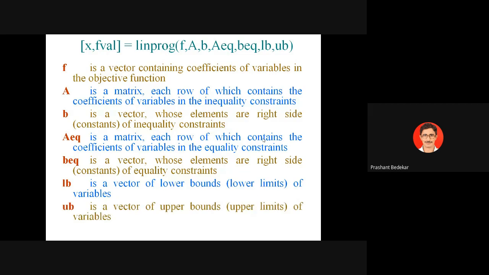If you have upper bounds given for the variables, that x1 should be less than or equal to 26, x2 should be less than or equal to 105, and x3 should be less than or equal to 37.49, then these values are written in the form of a vector, and that vector is called UB. So these are the meanings of the things which we have on the right hand side.